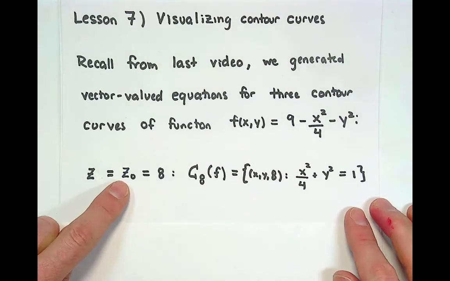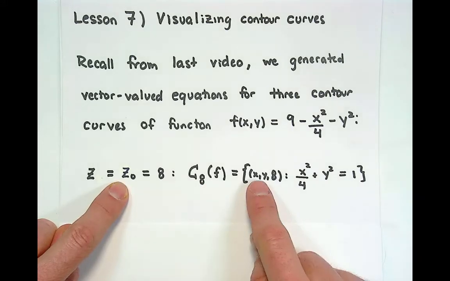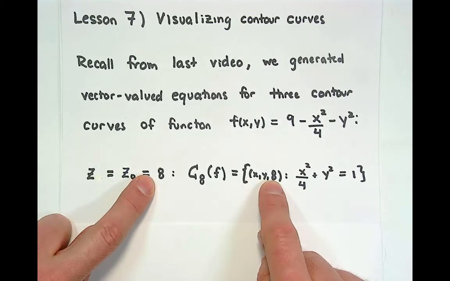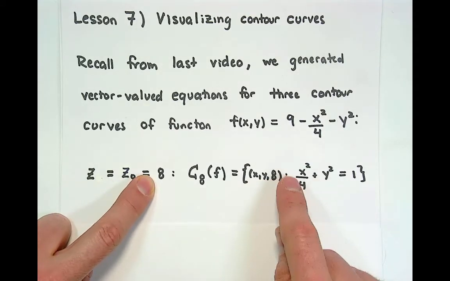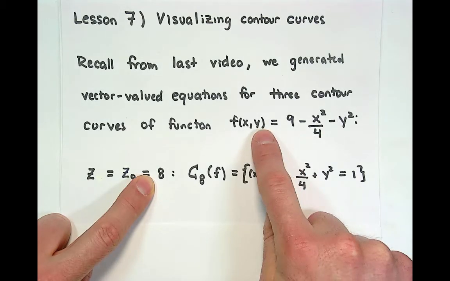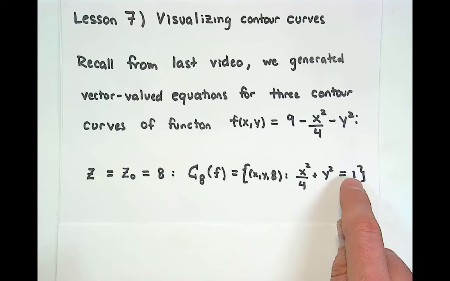The first plane that we sampled was setting the output z equal to the constant 8. So we had z naught equal 8. And we looked at the contour curve associated with this constant value z naught equal 8. This contour curve was a set of ordered triplets (x, y, 8), because the output was 8. If we do mathematical analysis on this by setting the output equal to 8, we can show that this produces the ellipse x^2/4 + y^2 = 1.